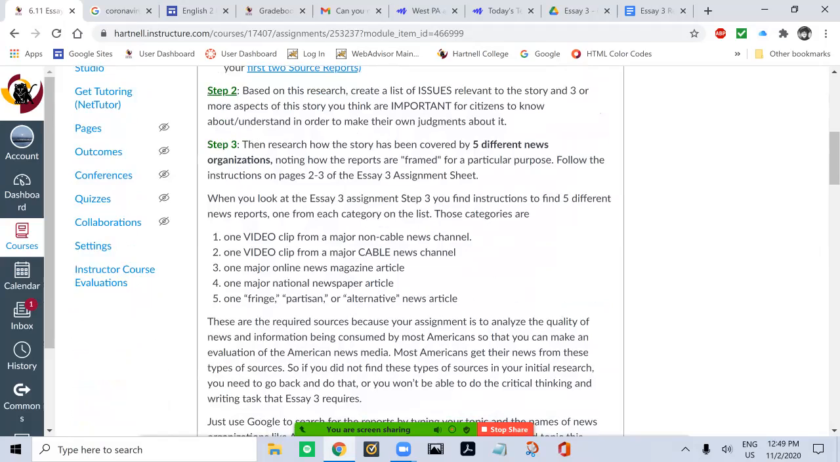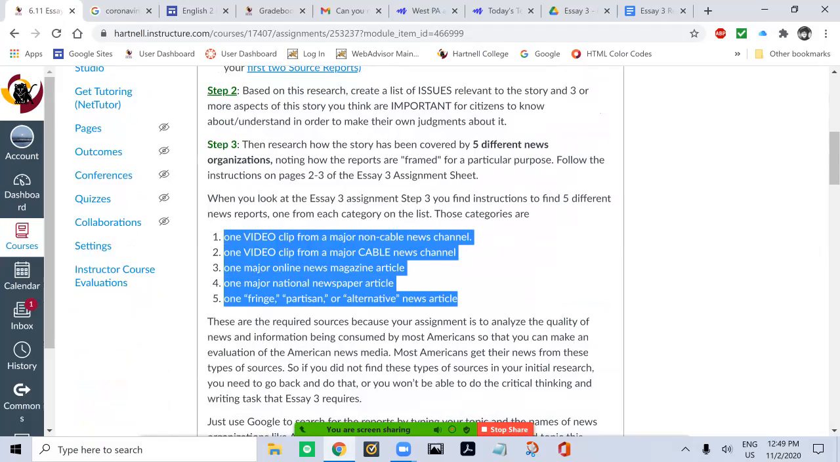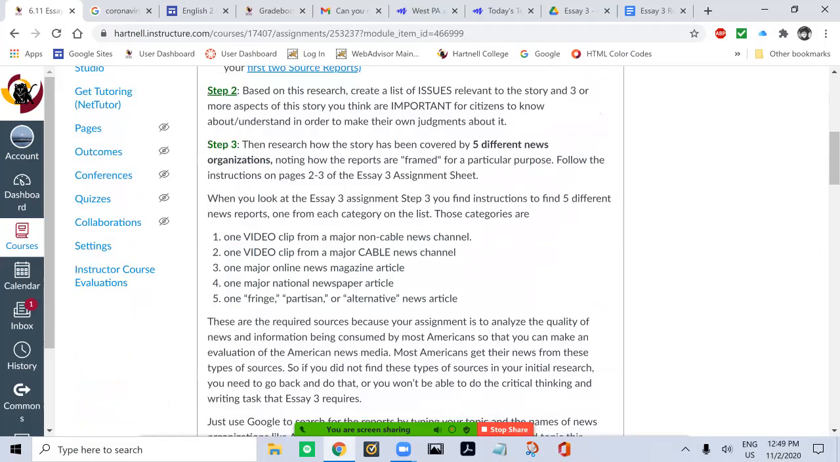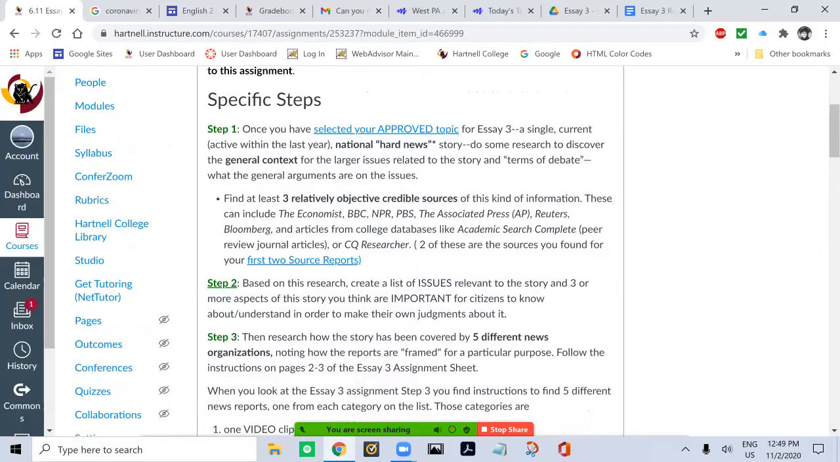If you know what's true about your story, then you can identify the different strategies that these different news reports take to framing your story, to presenting it in a particular way, for a particular purpose, for a particular audience. So that's the purpose of this first stage of research.